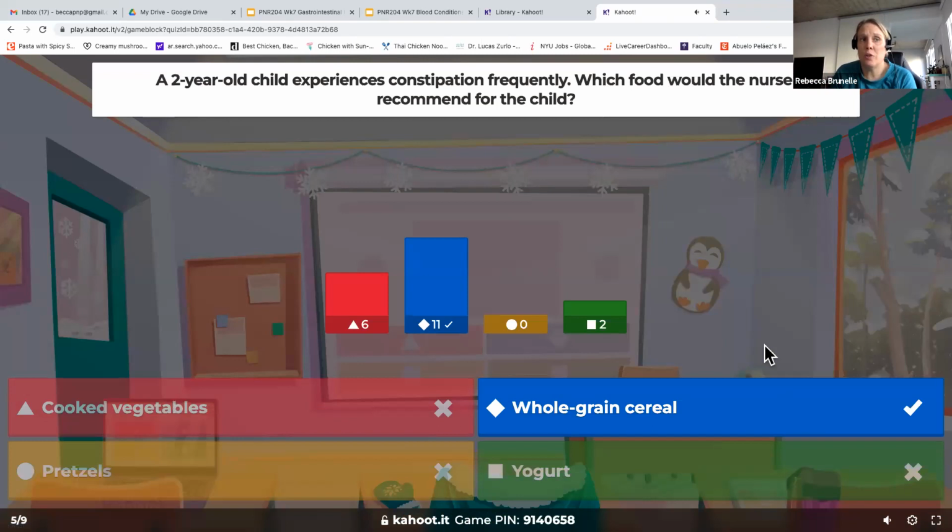All right. So the cooked vegetables, you cook the fiber out of the vegetable. So cooked vegetables are not the best answer. Raw vegetables would have been good, but not cooked vegetables. Pretzels have refined flour. Yogurt doesn't help, but whole grain cereal, this is a good solid whole grain, can help with constipation.